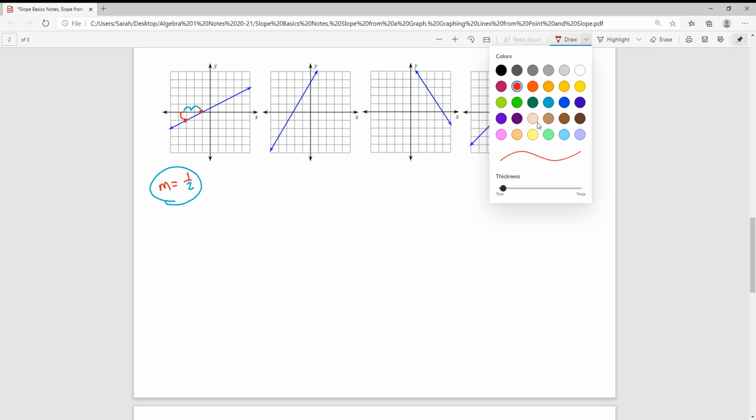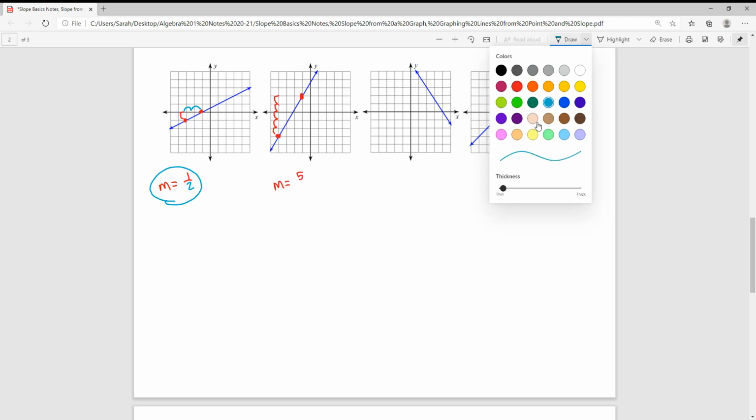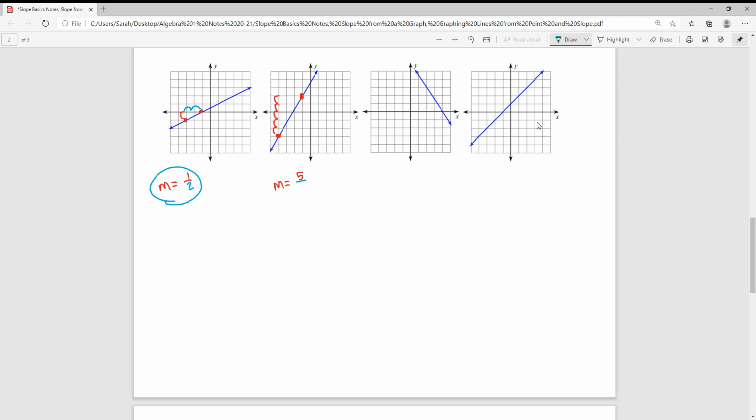Let's try another one. Here is one nice point. Let's follow till we find another one. It's kind of far away, but that's okay. There's another one. It's a positive slope, so I'm counting how many I've gone up and then how many I've gone to the right. To get from this point to the next one, I've gone up 1, 2, 3, 4, 5. The top number of my slope is 5 over how many have I gone to the right? 1, 2, 3. So my slope is 5 over 3.